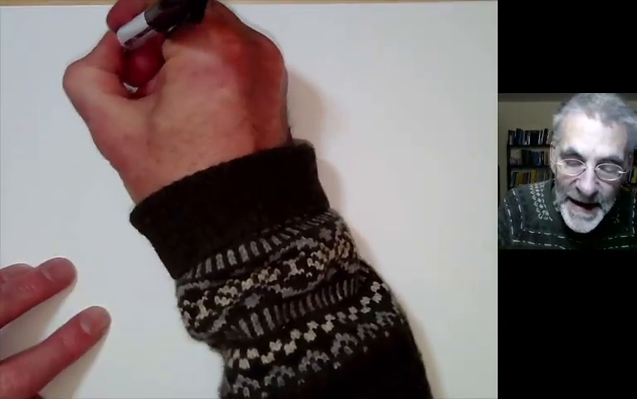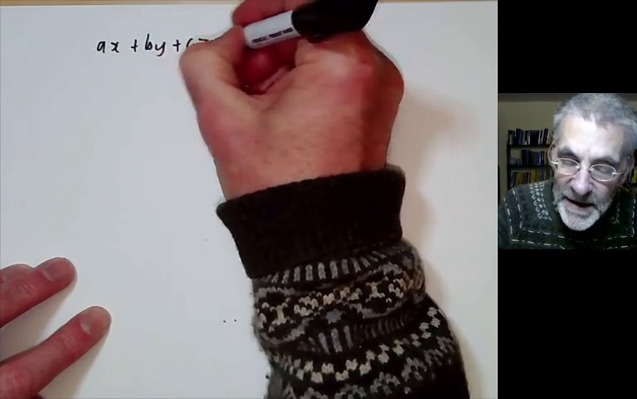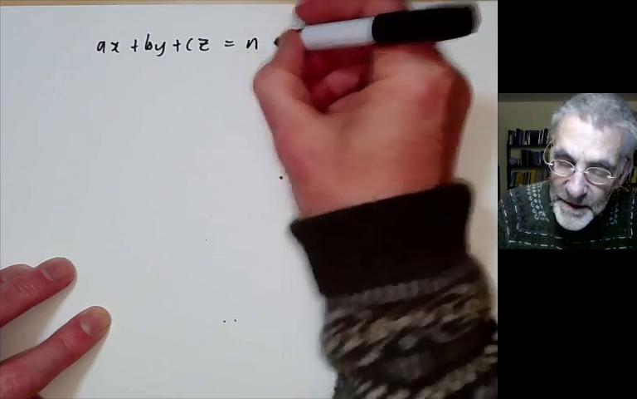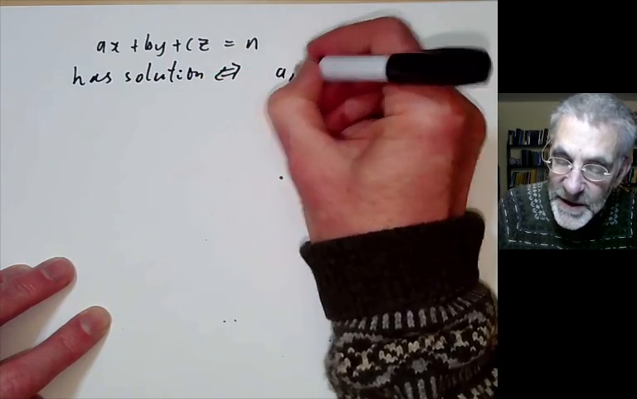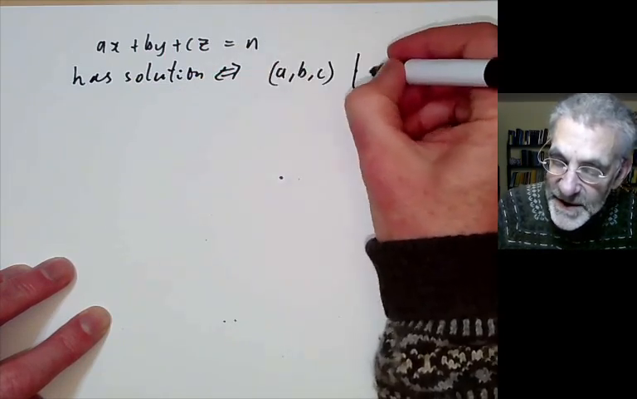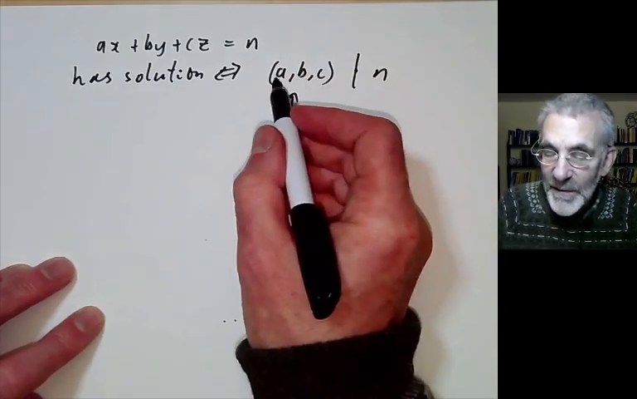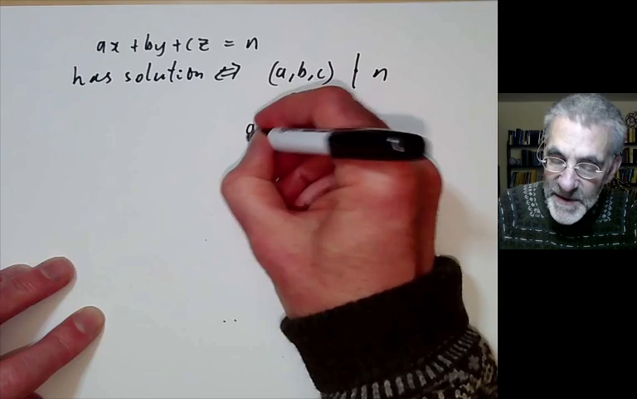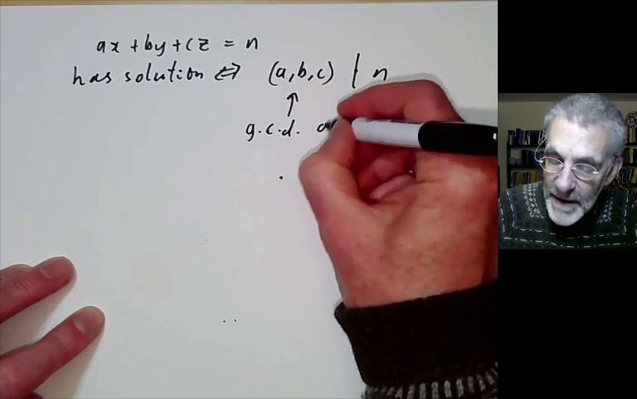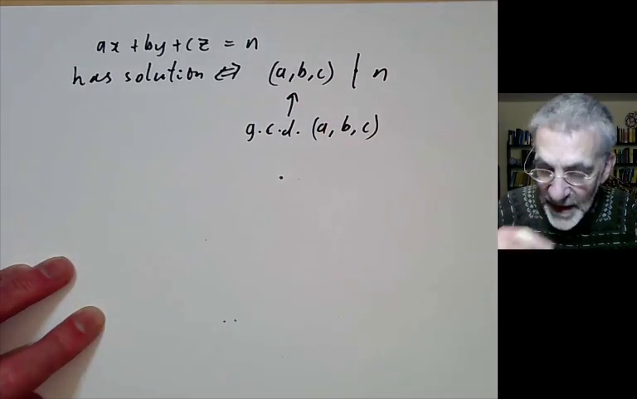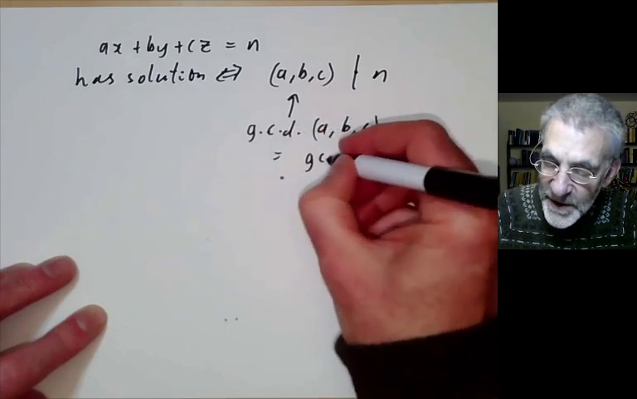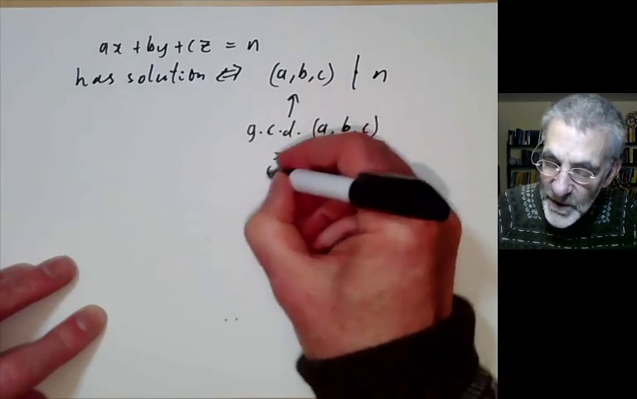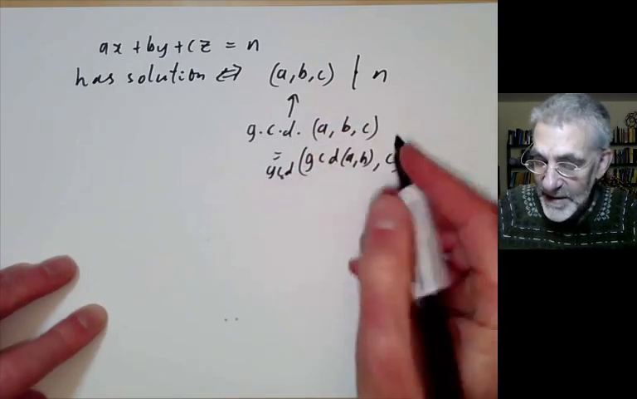And you can see, it's not too difficult to see that ax plus by plus cz equals n has a solution if and only if the greatest common divisor of a, b, and c divides n. So when we write several numbers in parentheses like this, this just means the greatest common divisor of a, b, and c. And in fact, you can work this out just using greatest common divisors of two variables. You first take the greatest common divisor of a and b, and then take the greatest common divisor of that and c.